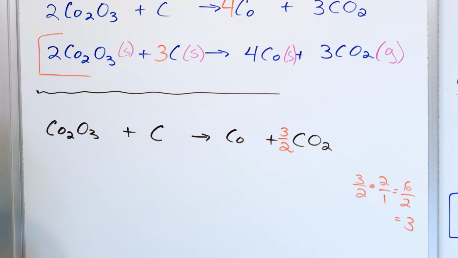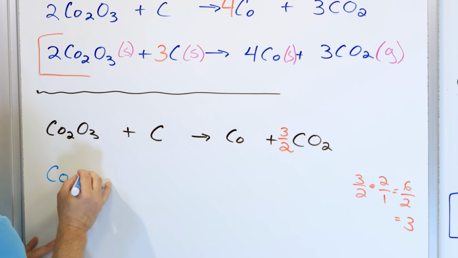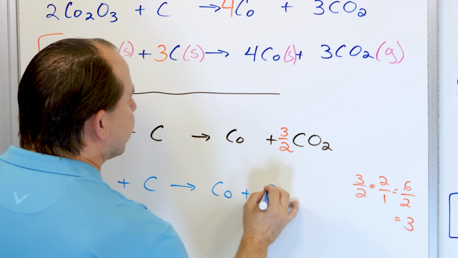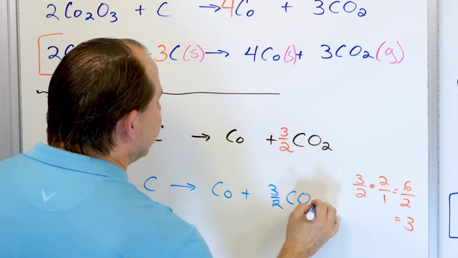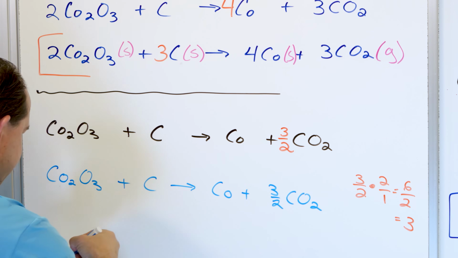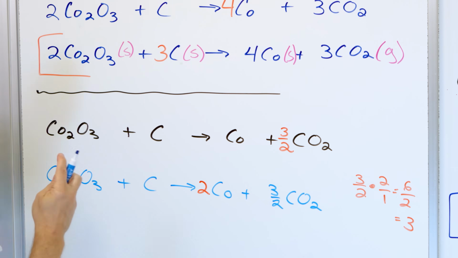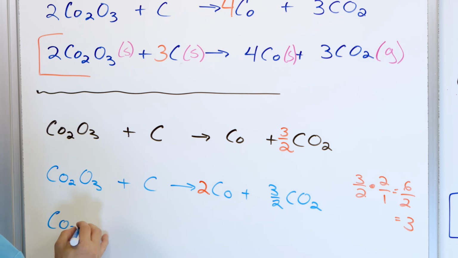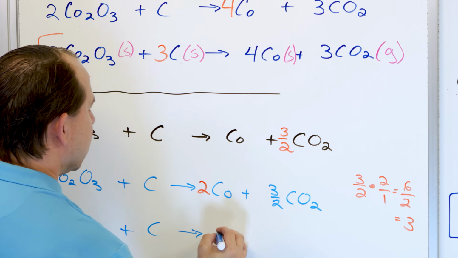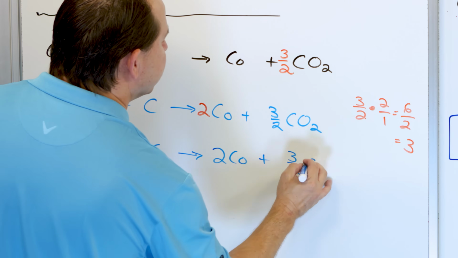So let me write the whole thing down again. Co2O3 plus carbon yields CO plus 3/2 CO2. So I have 2 cobalts. I only have 1 of them here. So I'm going to fix that by writing a 2 right here. Let's write it down again. Co2O3 plus carbon yields 2 CO plus 3/2 CO2.